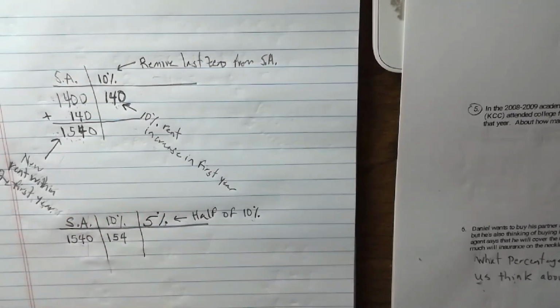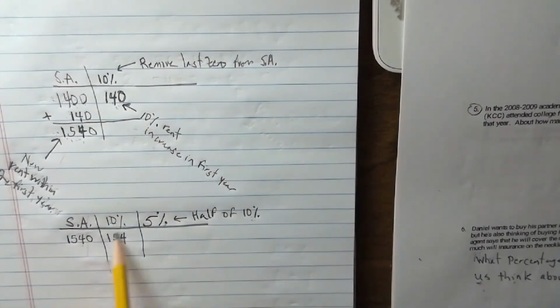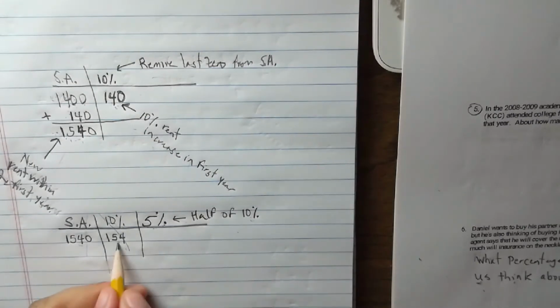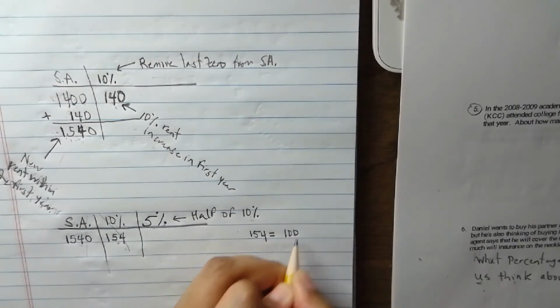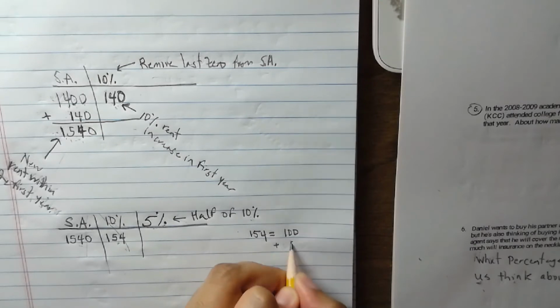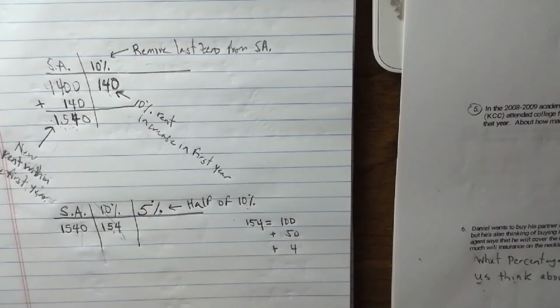Okay, but we already did that for this one. Now we're trying to find 5%, so we're just using this. This is not a part of the question. We really want 5%, so 5% we think of as half of this. So what is half of 154? If I don't know how to find that right away, I could think of 154 as 100 plus 50 plus 4, right? 150 plus 4 is 154.